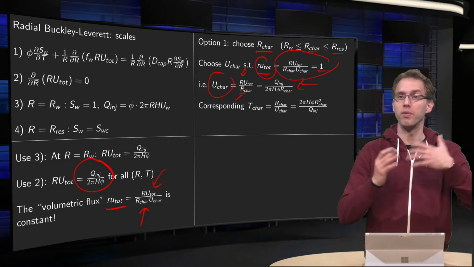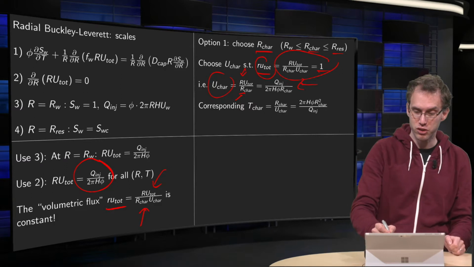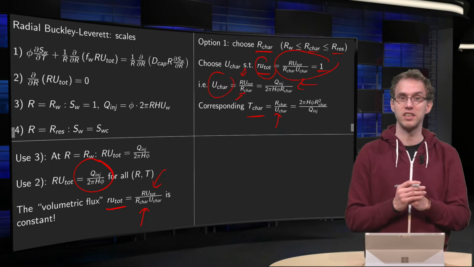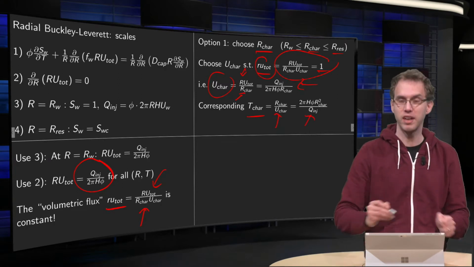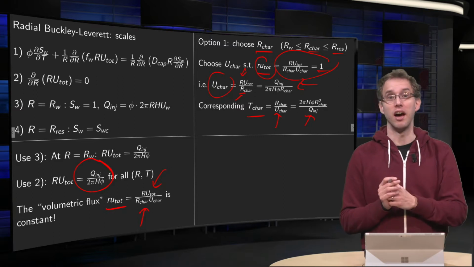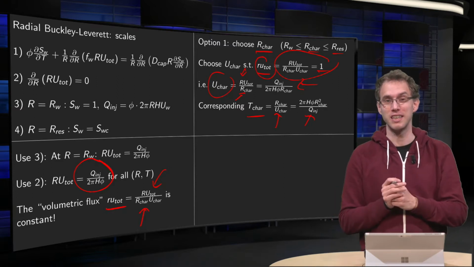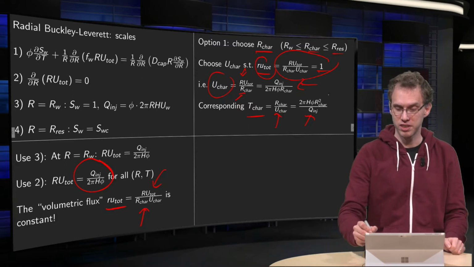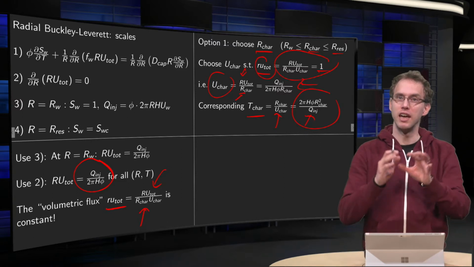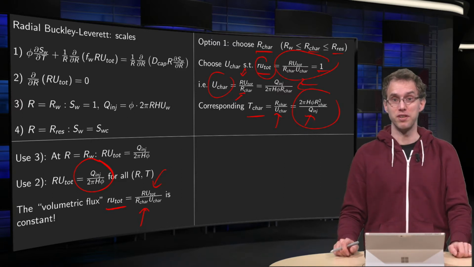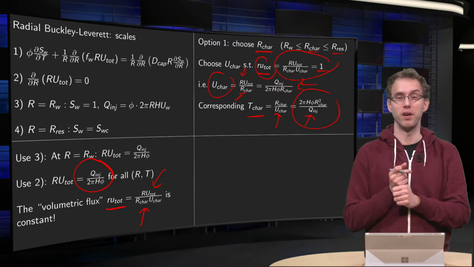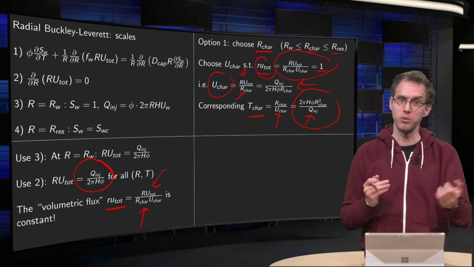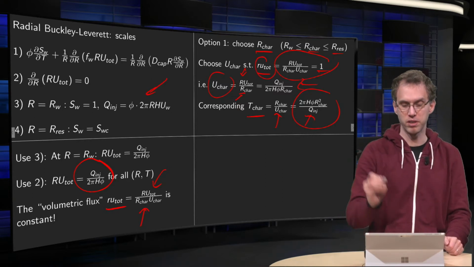Once you have your characteristic velocity, you can solve for your characteristic time, because your characteristic time equals R characteristic divided by U characteristic. So once you have chosen some characteristic distance R, you can compute your characteristic time T as follows. It's some combination of the physical constants. So that's option 1: choose R characteristic, and compute T characteristic and U characteristic using your boundary condition.